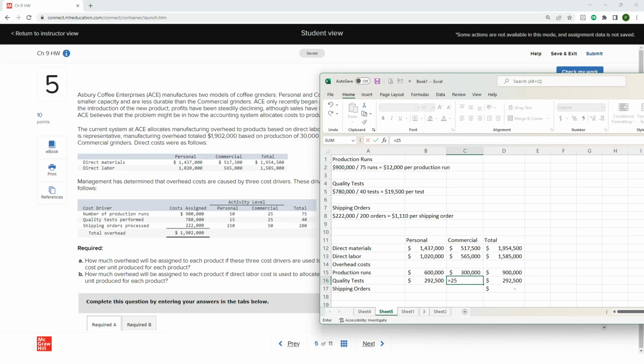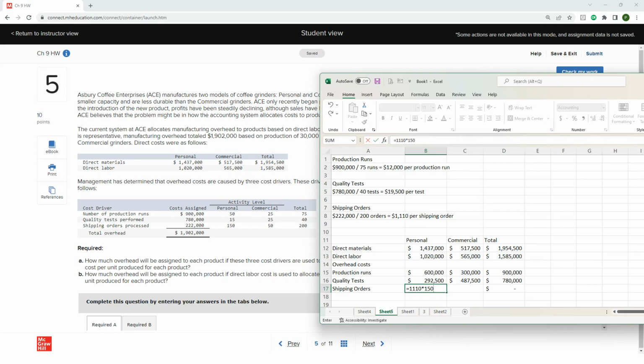And for shipping orders, our rate is $1,110 per shipping order. For the personal grinders, we had 150 shipments. For the commercial grinder, we had 50 shipments.